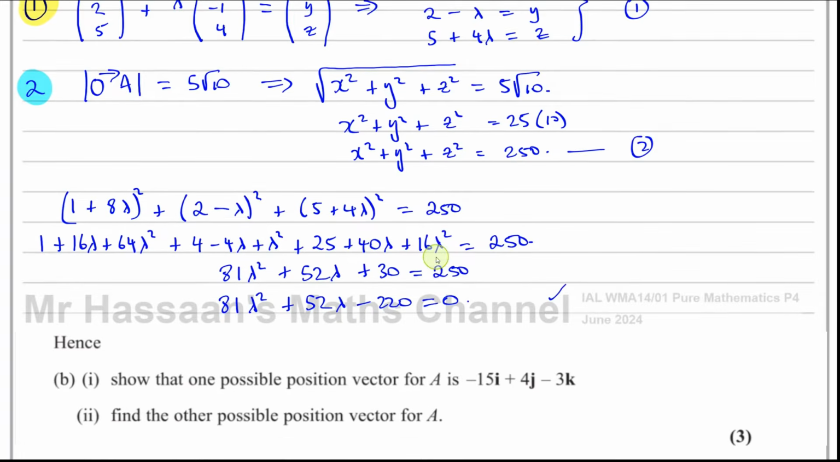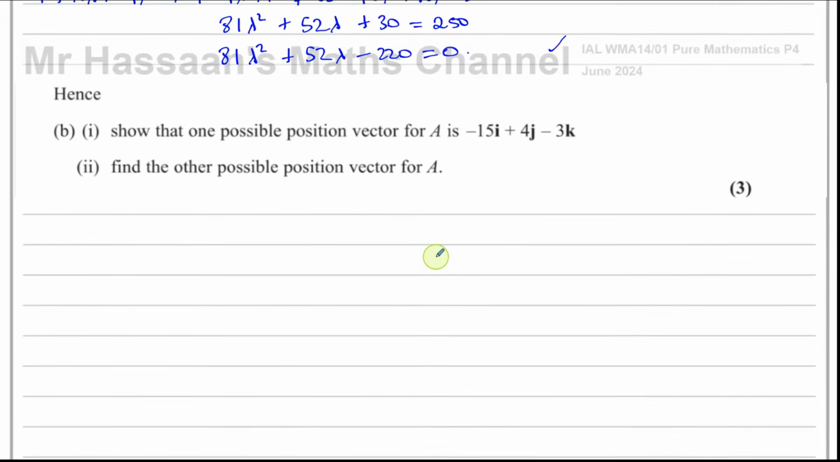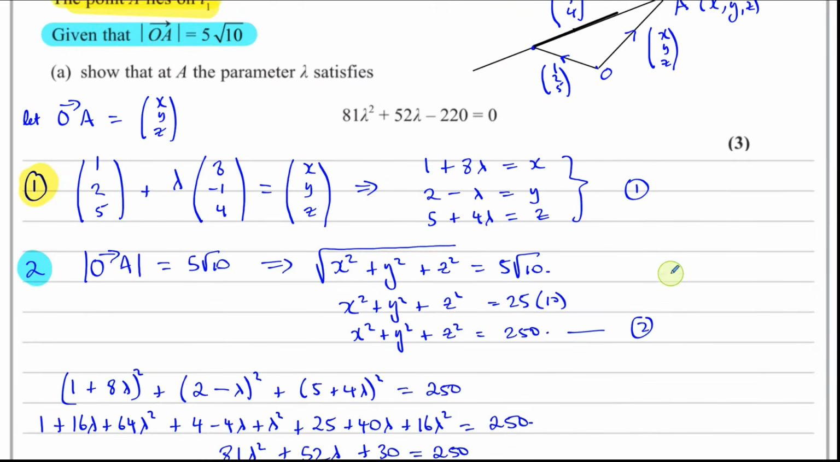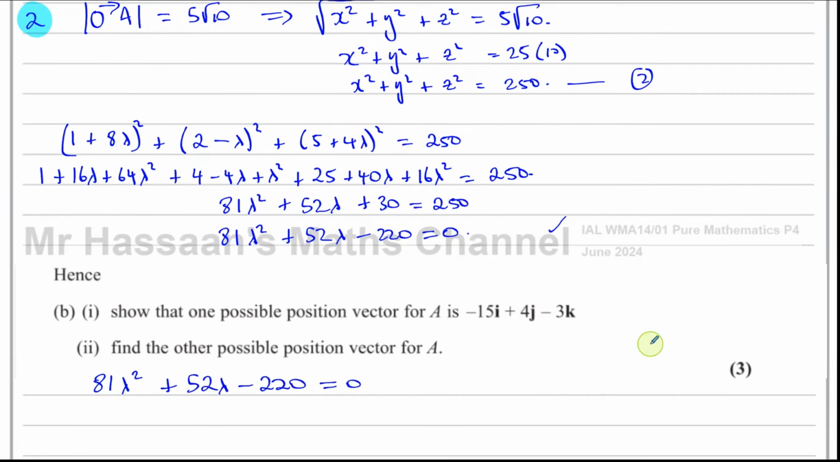Okay, now for part B. It says, hence, B part 1: show that one possible position vector of A is minus 15i plus 4j minus 3k. So we have to basically factorize this and find the value of lambda, or values of lambda. Now, this is a bit of a hassle to factorize. We could use our calculator, or we can use a bit of thinking here, because we know the x component is 1 plus 8 lambda.